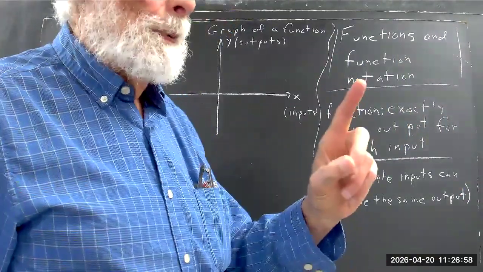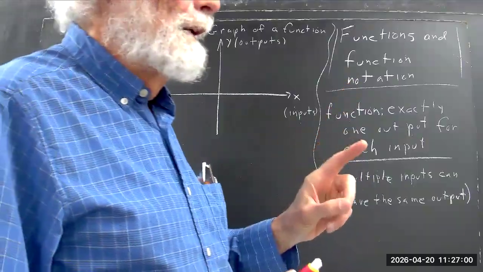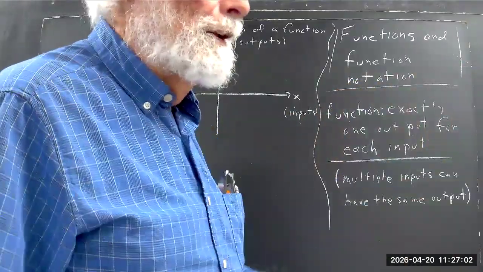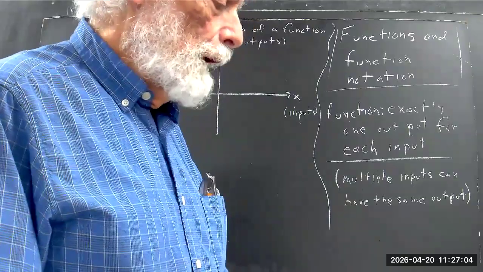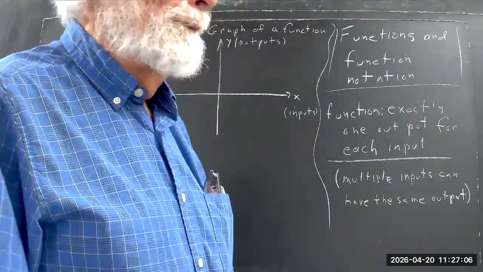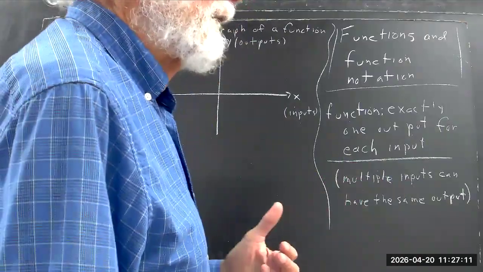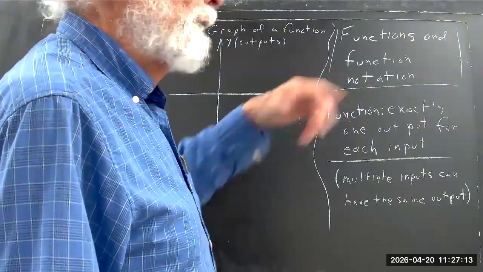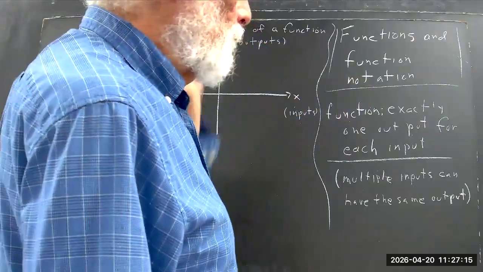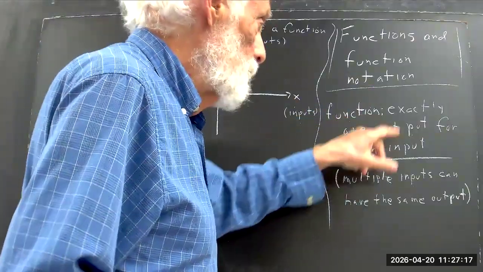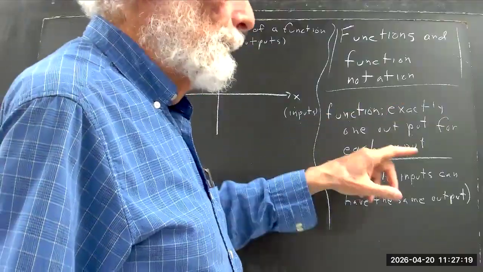You can only give me one output. If I give you the number 17, you can't say, well, 85 or 739. That's not a good answer. I want a single answer. I need a single answer if this is going to be a function. So that's what we mean by one output for each input.